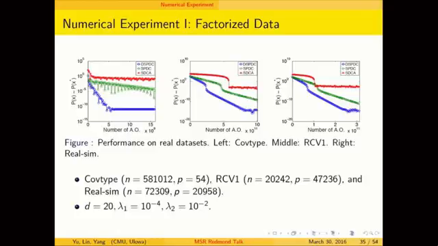As for the real data, we run the three algorithms on three real data sets: covtype, RCV1, and real-sim. We manually project the original data to a low dimension space, which only contains 20 features, and we choose the sparse lambda 1 to be 10 to the minus 4, and the L2 lambda 2 to be 10 to the minus 2. Again, we can see that the SPDC outperformed the other two competitors.